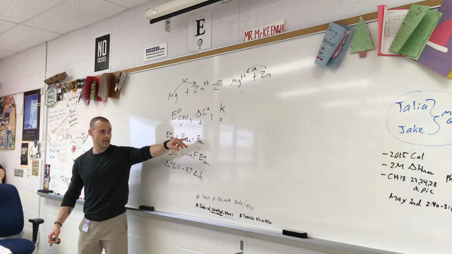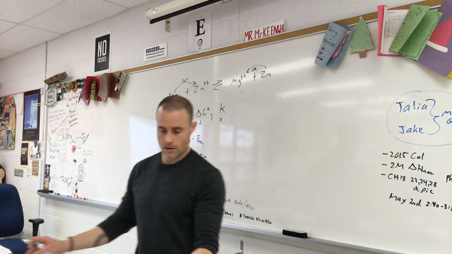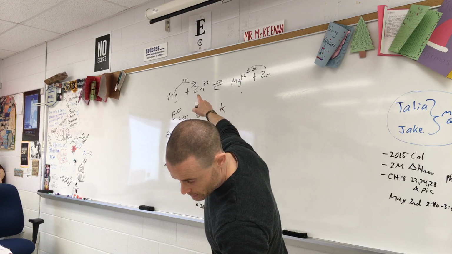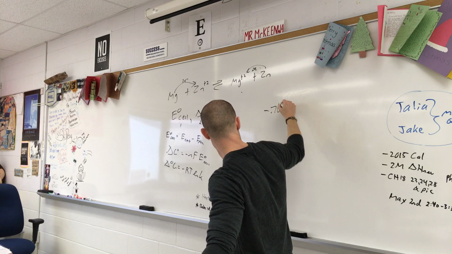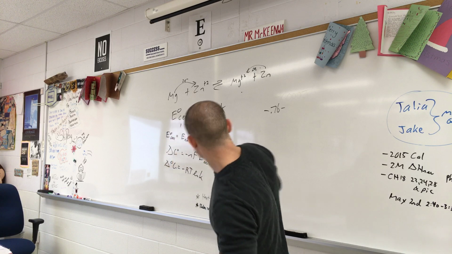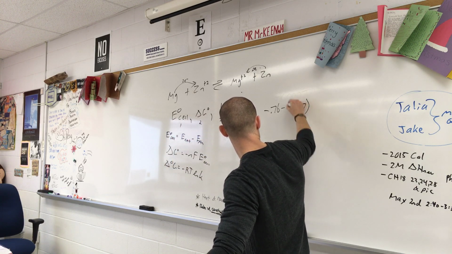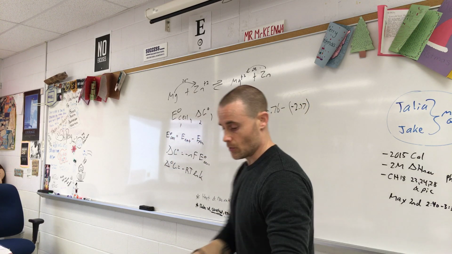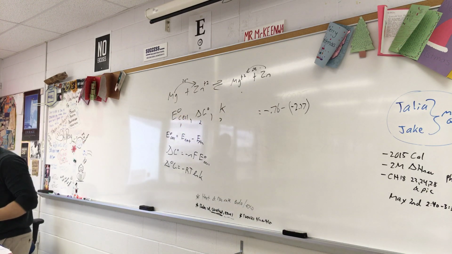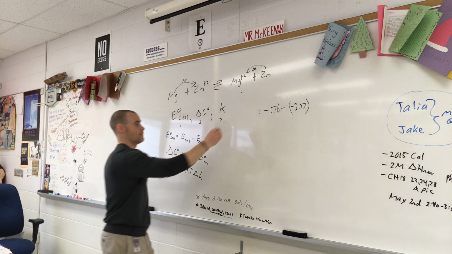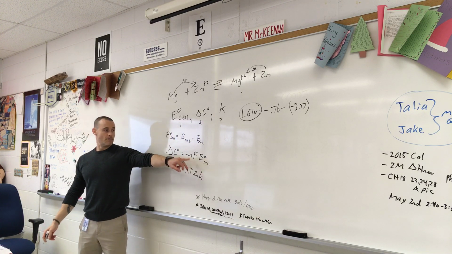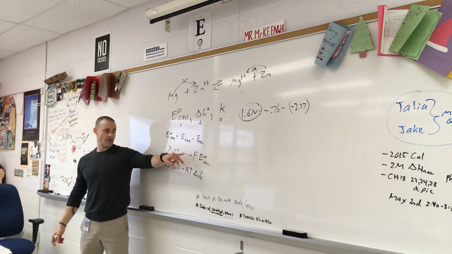So if we look these up on 823, the cathode would be the zinc. So that is negative 0.76 minus magnesium, which is negative 2.37. So that's my E cell. So when I do that, who has that number for me? What is it? 1.61 volts. That goes in here. Faraday's constant is 96,500. N is 2.